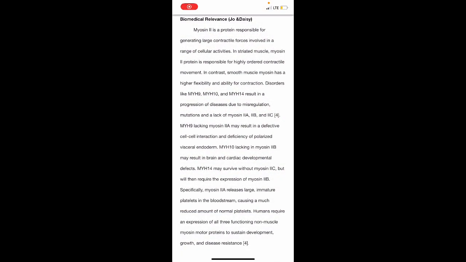I will be talking about the biomedical relevance of myosin 2. Myosin 2 is a protein that's responsible for generating large contractile forces that are involved in cellular activities. So disorders such as MYH9, 10, and 14 result in a progression of diseases that are due to misregulation. Lack of myosin 2A, B, and C will cause a lot of the progression of the diseases.